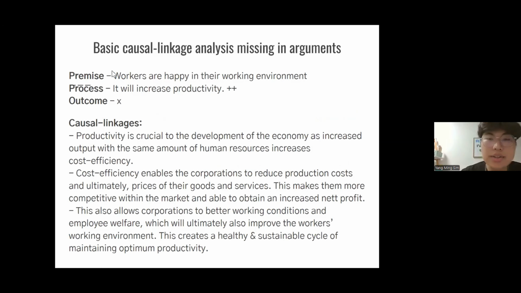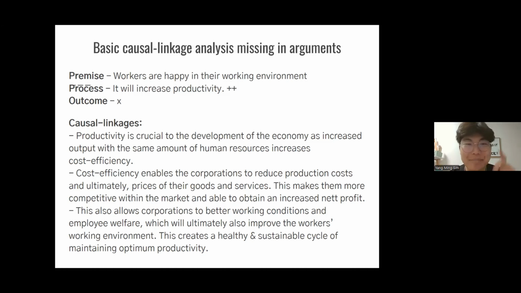Okay, basic causal linkages missing in arguments. The premise is workers are happy in their working environment. Process: it will increase productivity, etc. That's a good thing. Again, here's where the causal linkage is. How do we prove the outcome? Productivity is crucial to the development of the economy as increased output with the same amount of human resources increases cost efficiency. So many words, right?